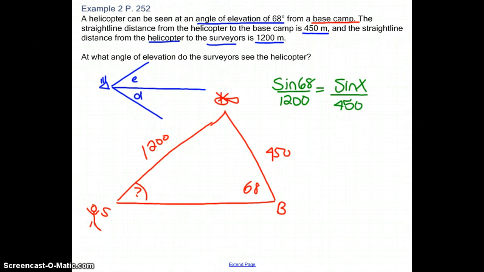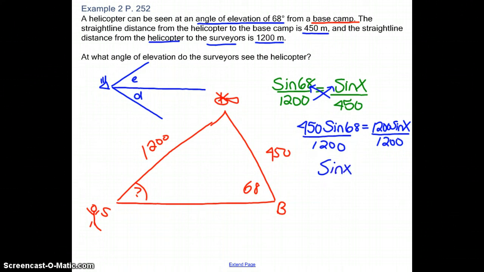All right, so this is what your drawing should look like, where you have your base camp, your helicopter, and your surveyors. We can then set this up using the sine law. Remember with the sine law, we always cross multiply. So we'll end up with 450 times sine 68 equals 1,200 times sine x. To get the sine x by itself, remember that the sine is always stuck with its angle. So we divide just by 1,200 to get sine x equals some small decimal number, 0.34.